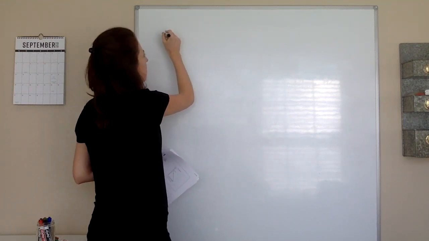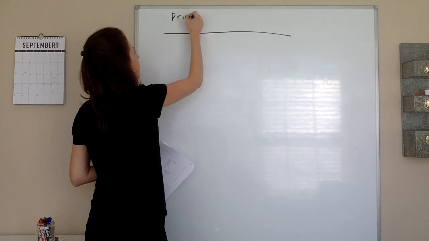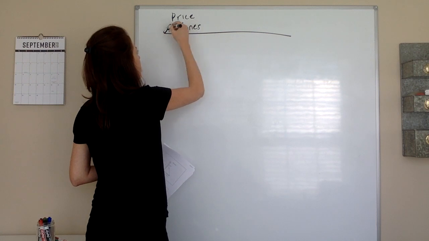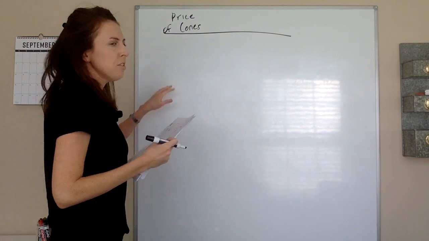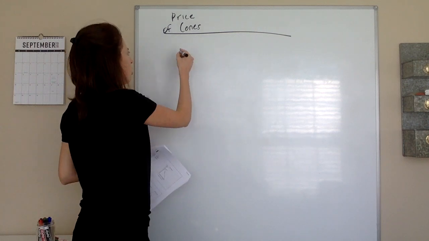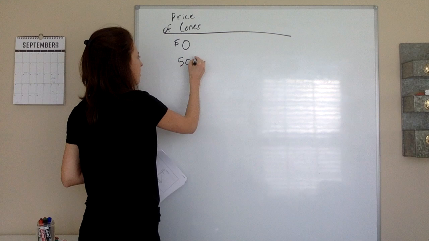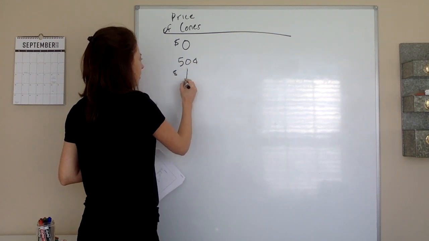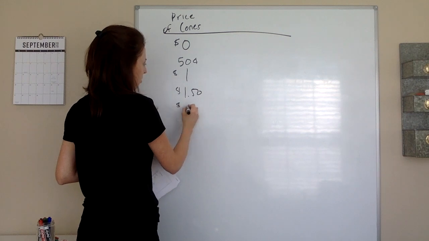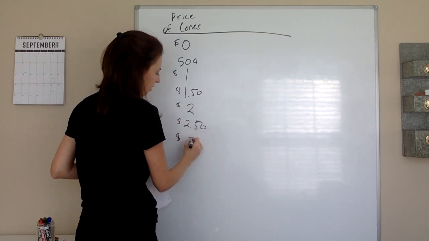So in the table, we're going to have the price of ice cream cones. I'll just put the price of cones. And let's just think about various prices that you might charge for ice cream. So you could charge nothing for it. You could make it free. You could make it 50 cents. You could make it $1. You could make it $1.50. You could make it $2. You could make it $2.50, and then you can make it $3.